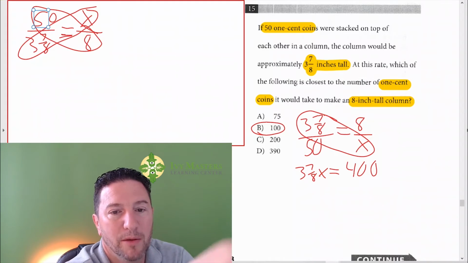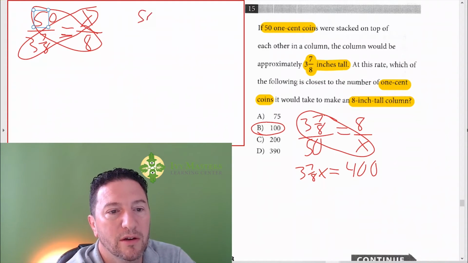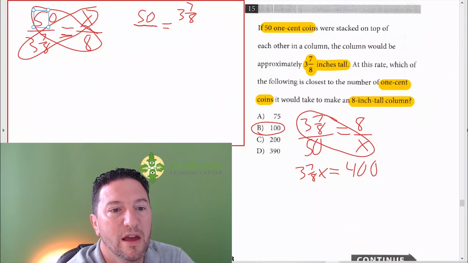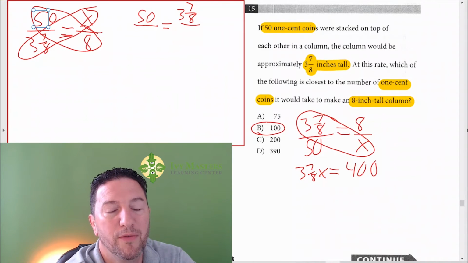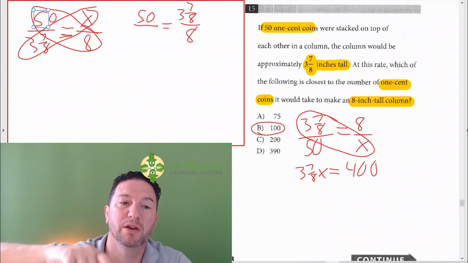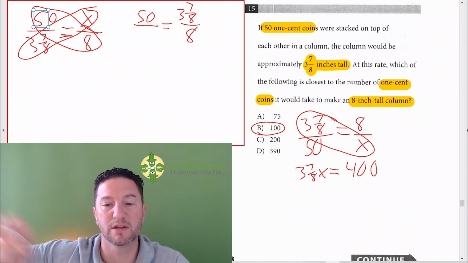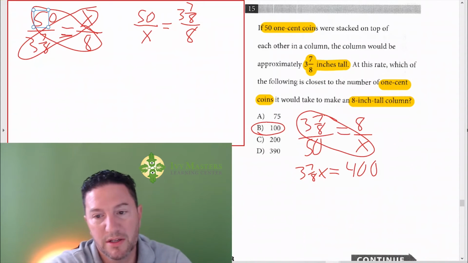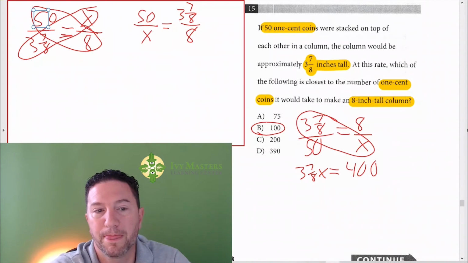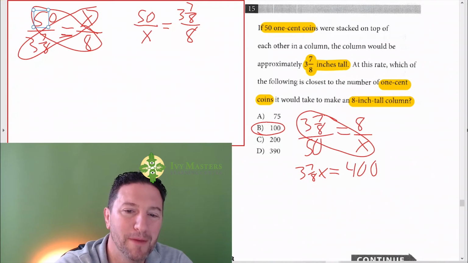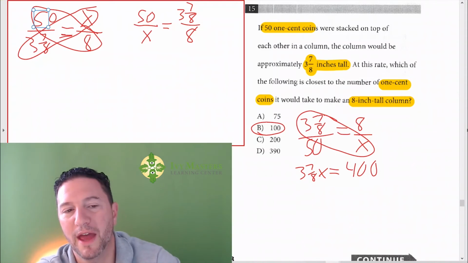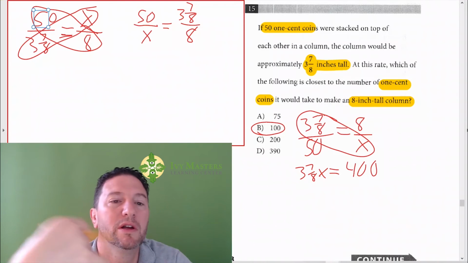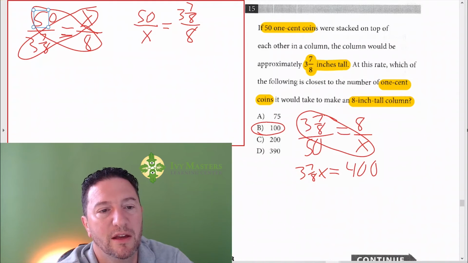What's another way you could set it up? You might set it up like this: 50 1-cent coins equals a 3 7/8 inch stack. And now what do I put below the 50? What do I put below the 3 7/8? Well, I'm going to put the 8 below the 3 7/8, because now my tops have a relationship: 50 1-cent coins equals 3 7/8. My bottoms have a relationship, because how many inches is how many 1-cent coins is going to equal that 8 inches. Then I cross multiply and set equal, and I get 3 7/8 x equals 400.